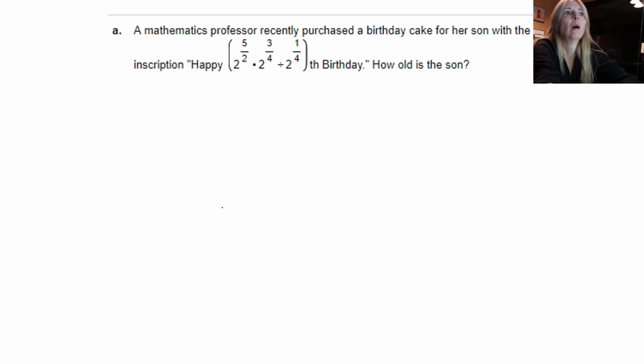right? Recently purchased a birthday cake for her son with the inscription, happy, and then this crazy business right here. How old is the son?